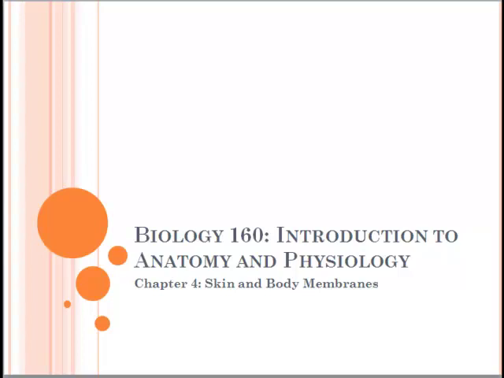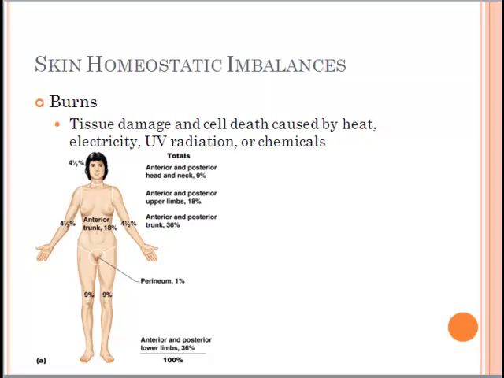The ones I want to talk about today are, first of all, burns. So burns can be quite dangerous, and burns occur when there's any sort of tissue damage of either the epidermis or the dermis layer. It can be caused by a lot of different things. Usually we think about fire, which would be heat, but you can also have electric burns, radiation, UV radiation burns, so sunburns can also be very dangerous, or it can be caused by chemicals. All of these things can cause burns on the skin.